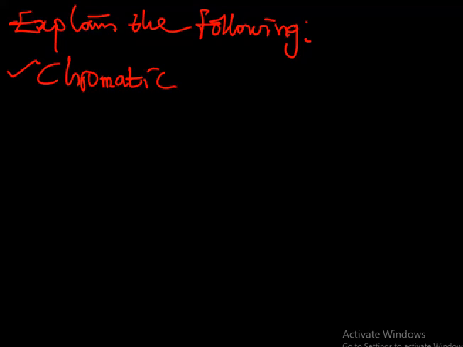Then again, you should be able to define the following terms also: rectilinear propagation of light, luminous object, non-luminous object, or luminous body. And again, you should be able to state the principle of optical reversibility of light. It means the paths of light rays are reversible. So once that is done, we'll meet again in the next class.